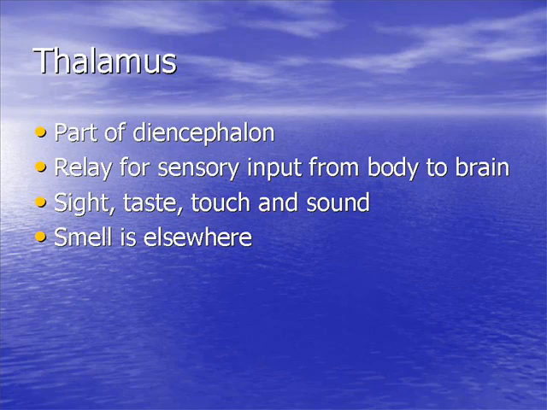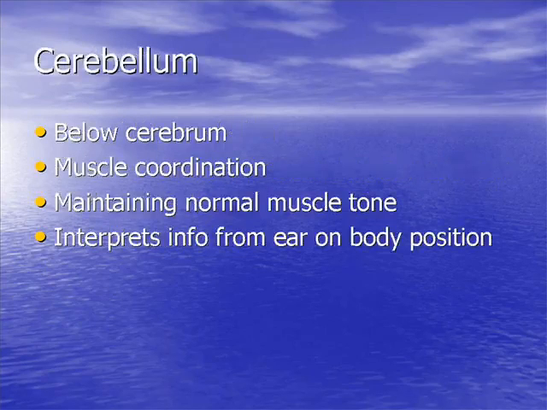Now the thalamus, as mentioned before, is the other part of the diencephalon, and it is a connection, a relay, for sensory information from your body to the rest of your brain. Now sensory information meaning things like sight, taste, touch, and sound. Smell, that information is processed elsewhere in your brain.